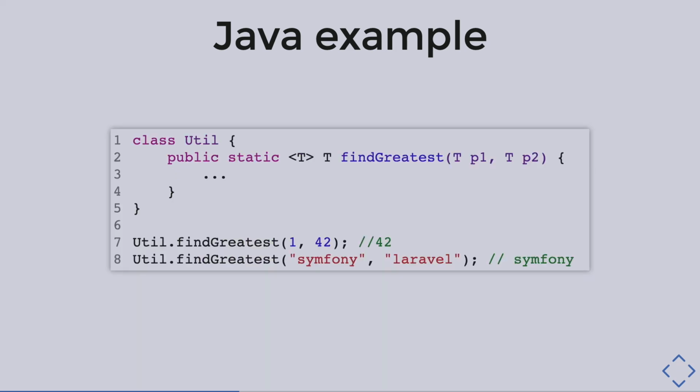Here also we can define generics at the method level, still with the angle brackets, and then use your generics kind of everywhere.